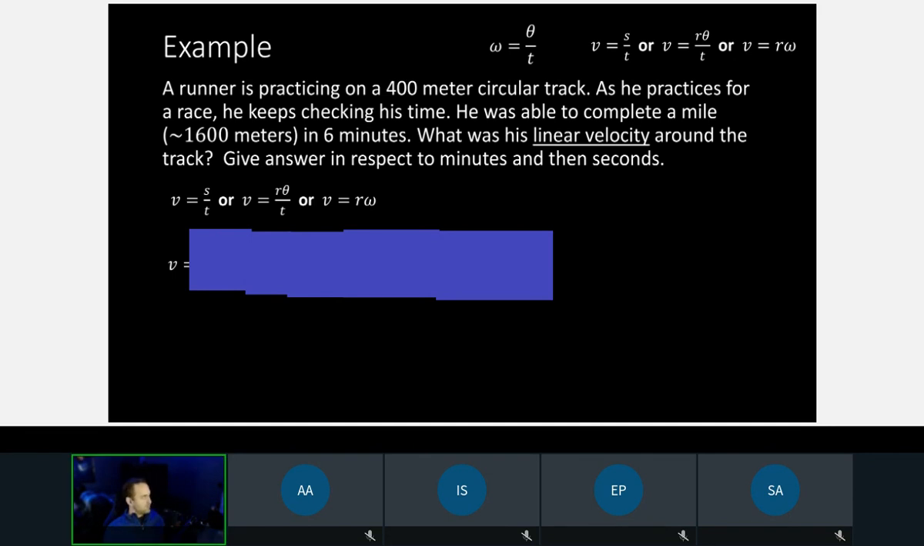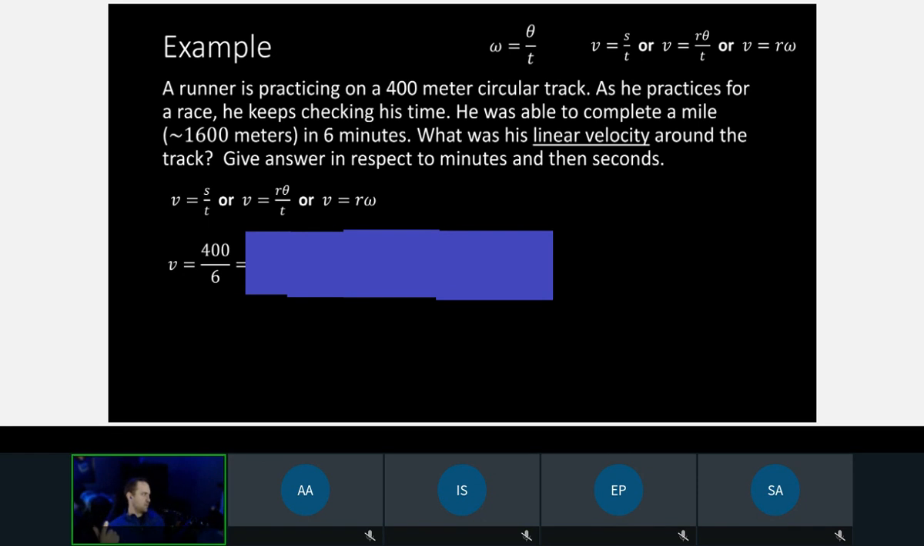Are we going to use the first, second, or third formula for velocity? The first one. I agree with you, Sarah. We use the first one because we know the sector length and we also know the time.